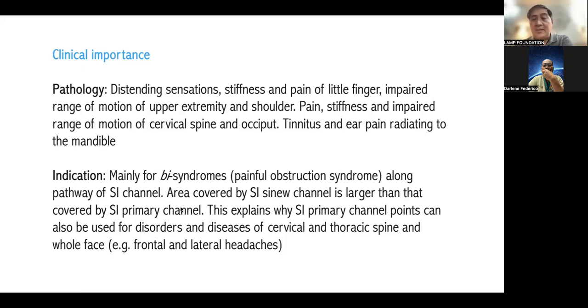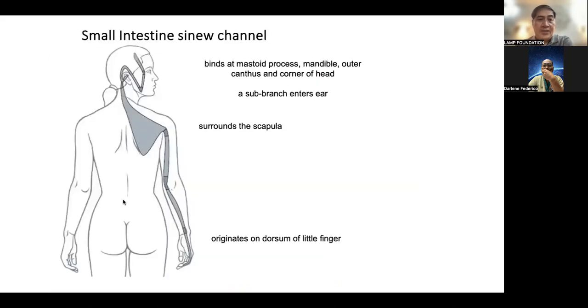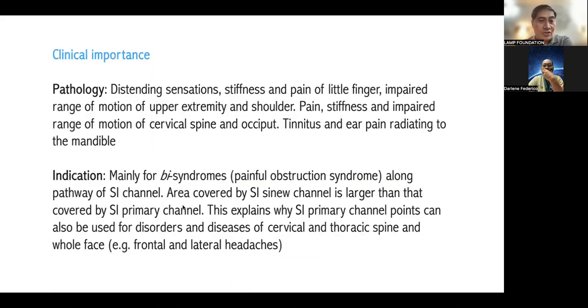mainly, so just like the heart sinew channel, ang SI sinew channel is also for P syndromes, no? Along the pathway of the SI channel. The area covered, as you can see, by the sinew channel is actually larger than that covered by the SI primary channel. So this explains why yung mga points na nasa SI primary channel can be used for disorders and diseases of the cervical and thoracic spine and the whole face.